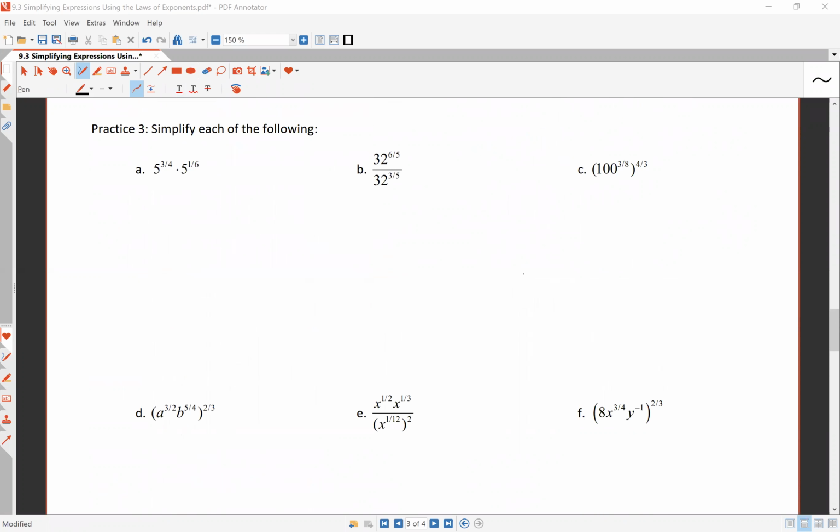Practice A. Now that you've had a chance to work these out, I'll work these out with you. We multiply like bases and we add their exponents. 3/4 plus 1/6 is 11/12, giving us 5 to the 11/12.